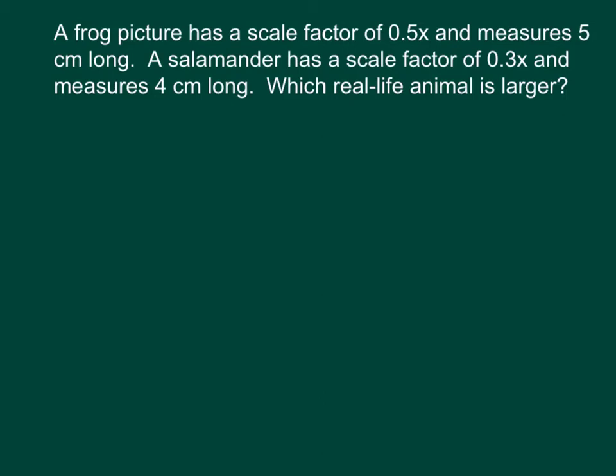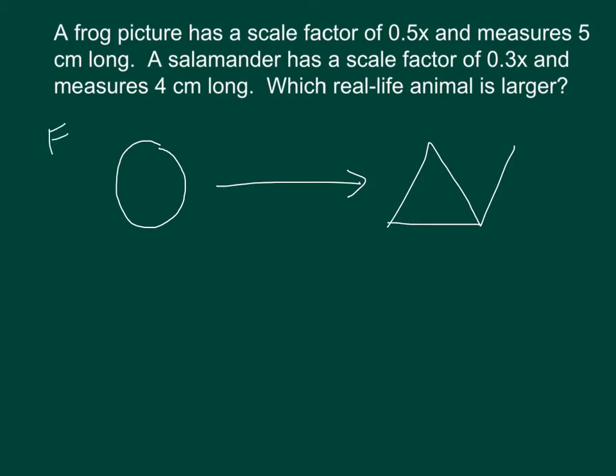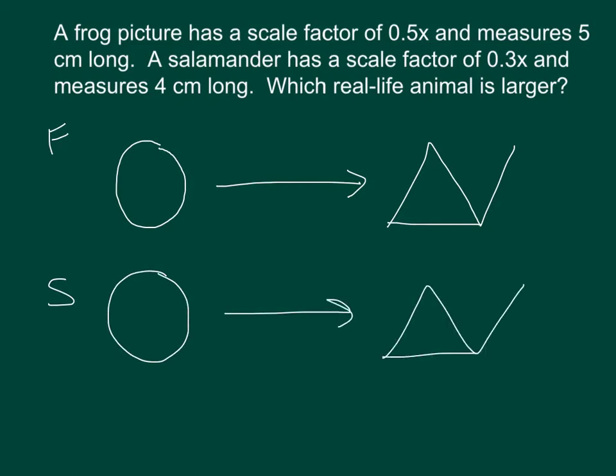Which real-life animal is larger? In order to compare these, we need to actually know how long each real-life animal is. So we are going to use the same setup we used before. We are going to put our O for our original, our arrow, and then our N for our new. We're going to do that for the frog and for the salamander. Now we need to find the important pieces of information. It says the frog picture has a scale factor of 0.5x. So that means it's times 0.5, which we could switch to a half if we wanted to.